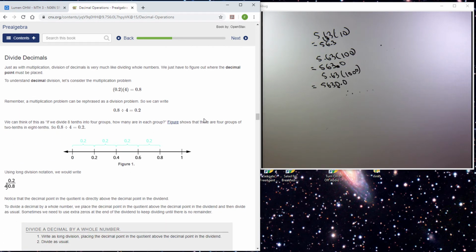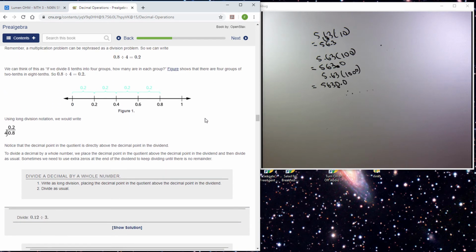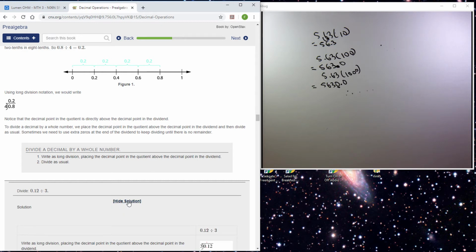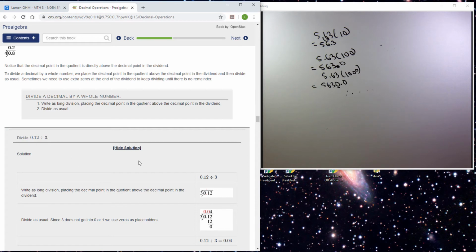Now we look at dividing decimals. Dividing by a whole number. Now, generally speaking, when you're dividing by decimals, it's easier to divide by a whole number, because when you divide by a fraction by a fraction, it can get kind of complicated. So what they try to do is shift the decimal point so you're always dividing by a whole number. In this case here, we're dividing by a whole number.